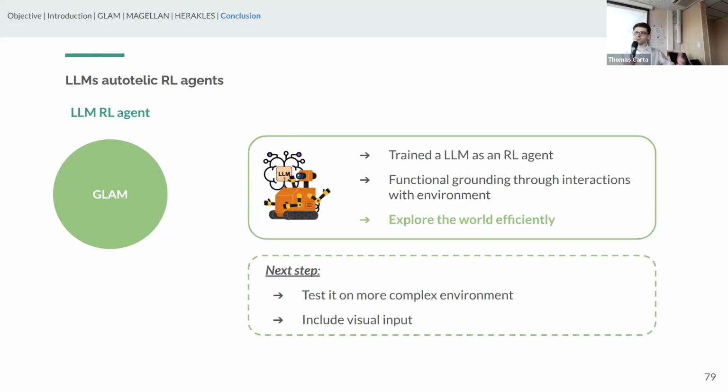And that would probably require having visual inputs in addition to the linguistic one, because describing a 3D scene is way more complex than just the 2D environment I was presenting before. And so perhaps passing from an LLM, a large language model, to a VLM, a visual language model, so having a visual input in addition to the linguistic one.